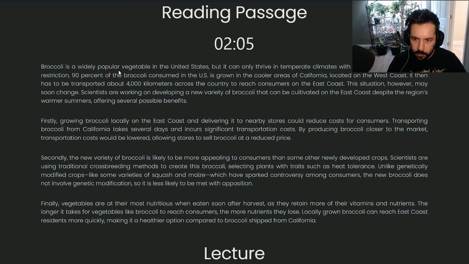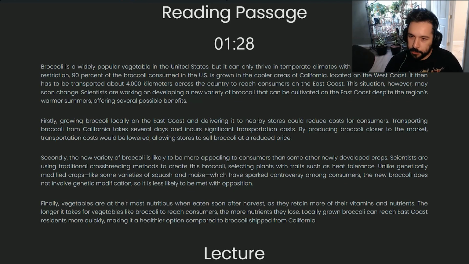Broccoli is a widely popular vegetable in the United States, but it can only, you already see where this is going, but it can only thrive in temperate climates with cool summers. So we have a problem. The problem is we really like broccoli, but it cannot be grown everywhere. Due to this restriction, 90% of the broccoli consumed in the US is grown in the cooler areas of California located on the West Coast. So again, we know the problem now. If you're taking notes, which you should, this is your first note. Okay, problem, like broccoli, cannot grow it.